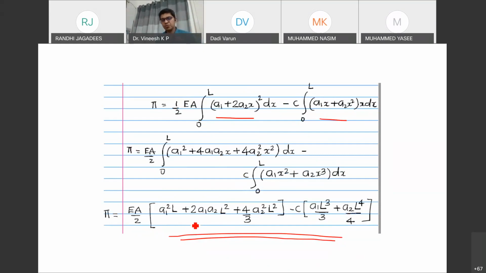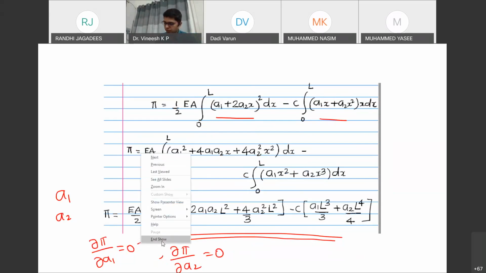Now if you get an expression for the potential energy, what is the next step? You have to apply the principle of minimum potential energy. You have A1 and you have A2 here. That means dou pi by dou A1 will be equal to 0, and dou pi by dou A2 will be equal to 0. So you get a first equation.